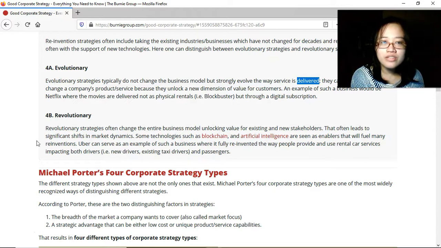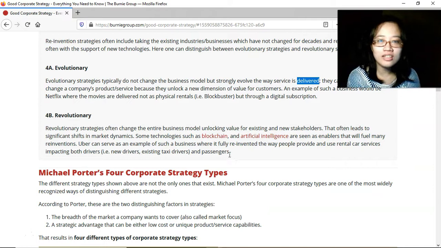Okay, that often leads to significant shifts in market dynamics. Some technologies, such as blockchain and AI, are seen as enablers that will fuel many reinventions. So, example, Uber rightfully reinvented the way people provide and use rental car services, impacting both drivers and passengers. Diba? So, dati meron ka lang car rental, pero ngayon, Uber na, ganyan. So, there's the car, there's also the driver.